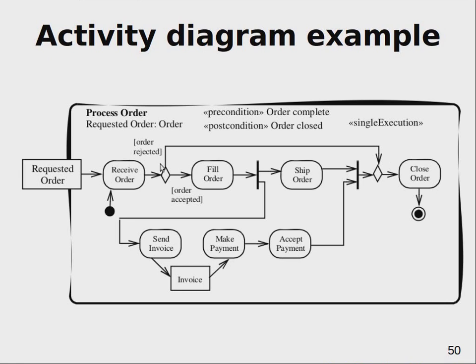So if the order is rejected, it goes to close order and finishes. If it is accepted, then it is filled, and then concurrent activities happen. Or the order is shipped, and also an invoice object is created, and the invoice object is sent to make payment, payment accepted. When the accepted payment is received and the order is shipped, then this activity can be closed and it finishes. So that is the proper way to show a model of distributed systems behaving.